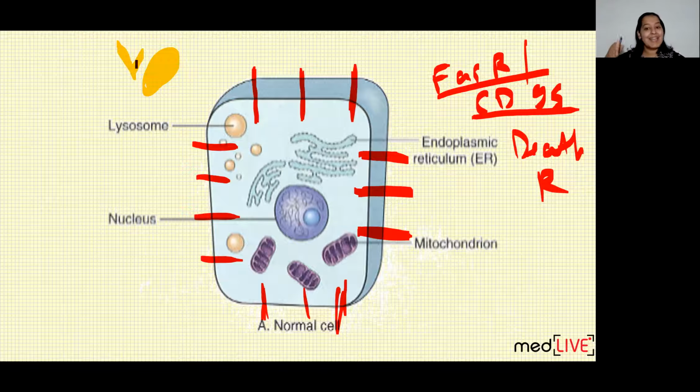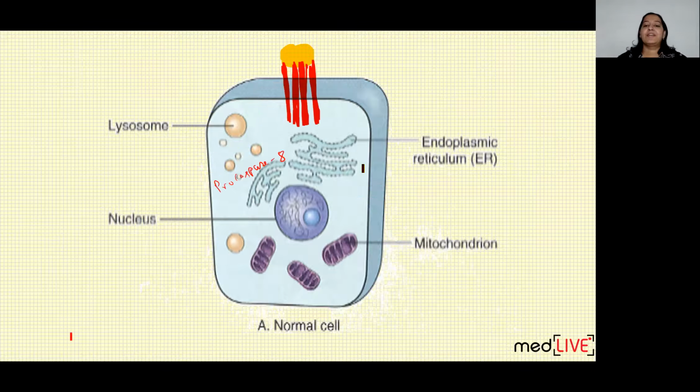The red colored thing in this diagram is the FAS receptor. The yellow colored thing is the ligand. The ligand will bind with the receptor. Can you see? When the ligand binds with the receptor, all the receptors which were present far apart on the cell come closer. They come closer and form a domain.